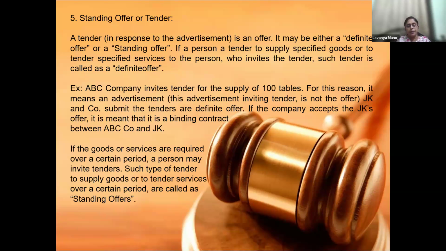If the goods or services are required over a certain period, a person may invite such tenders. Such tenders to supply goods or services over a certain period are called standing offers. Say, after laying a toll road, the road has to stay for at least the next 5 to 10 years, right? It cannot be taken back in 1 year, right? So in that case, that becomes a standing offer.